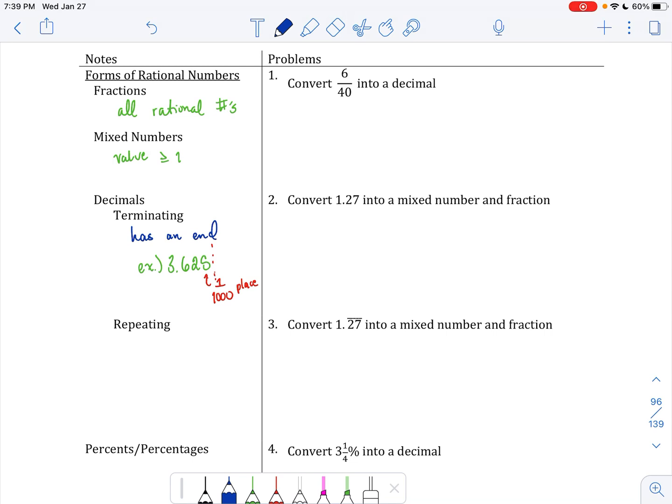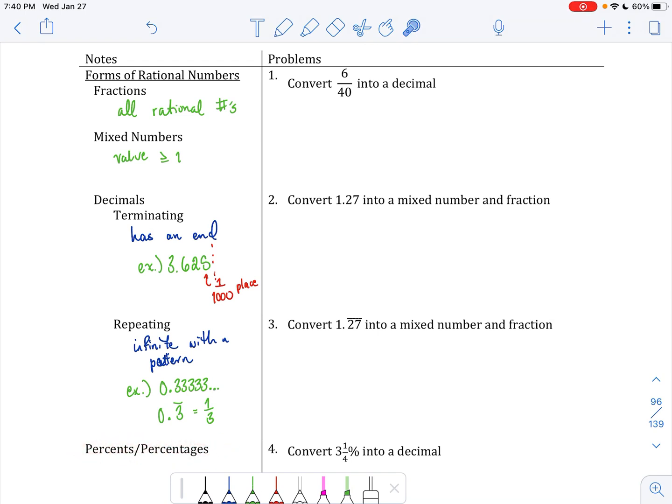Now, repeating decimals are also rational, and repeating means that they are infinite. So not all infinite decimals are rational. For example, pi is irrational. But if it's infinite with a pattern, then it is repeating and it's rational. So a prime example of this would be 0.33333, and so on and so on. This is a rational number. It repeats with a pattern. You might also write it as 0.3 repeating with a bar across it like this. And as a fraction, this is equal to 1/3.